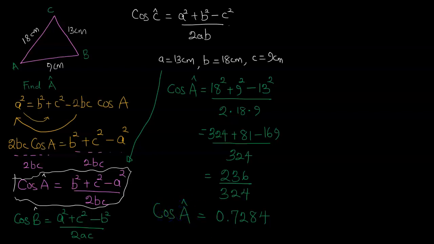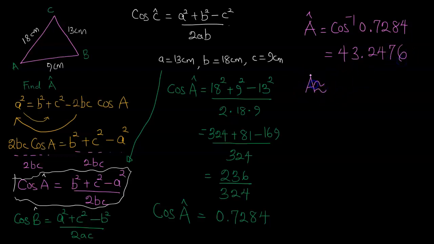What I need is angle A, not the cosine of angle A. So I'm going to take the inverse cos of 0.7284, and that's going to give 43.2476. And I could just approximate this correct to one decimal place, and the value of angle A is going to be 43.2 degrees.